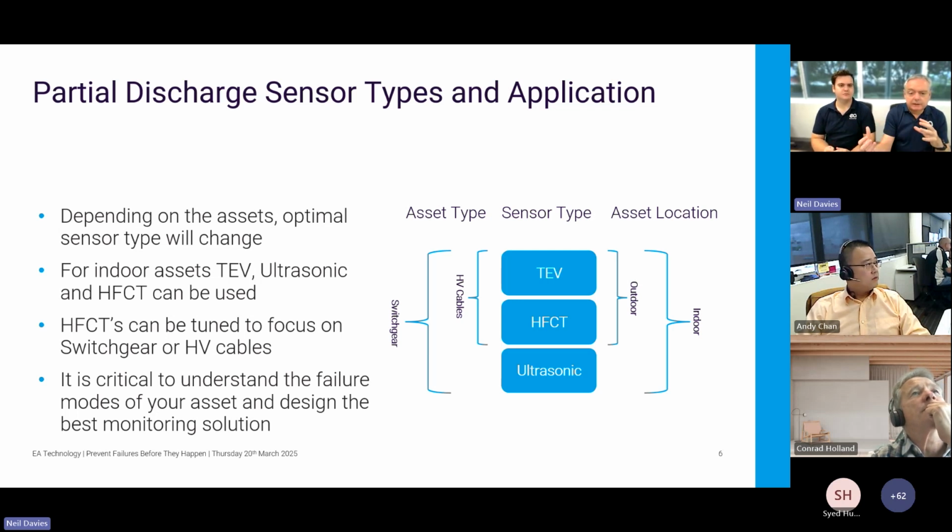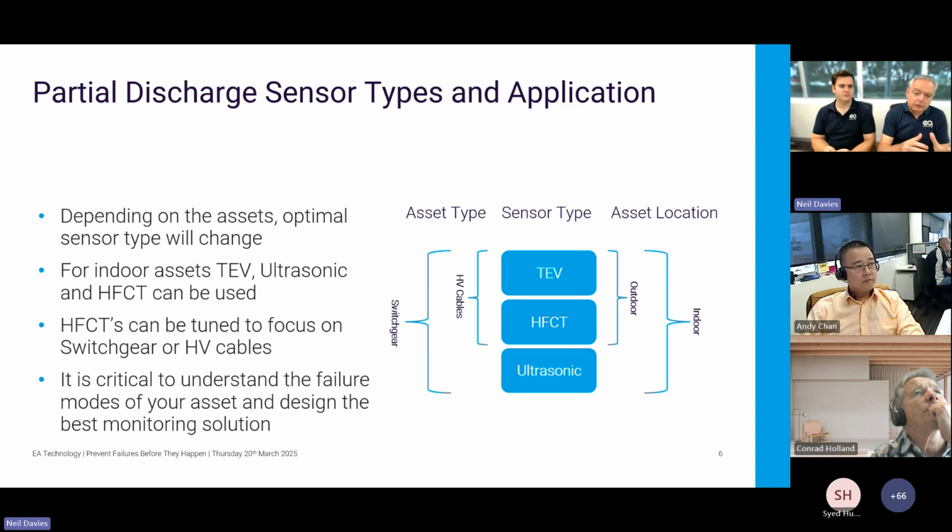So for outdoor assets, you would concentrate on HFCT around earth, on cables maybe, or sometimes on plant, and you would concentrate on transient earth voltages on the outside of the earthed metalwork. That could be on the outside of a cable, or on the outside of a bulk oil circuit breaker, or whatever it is, really.